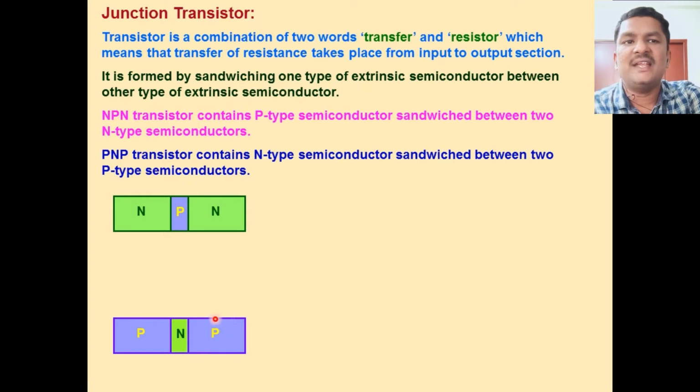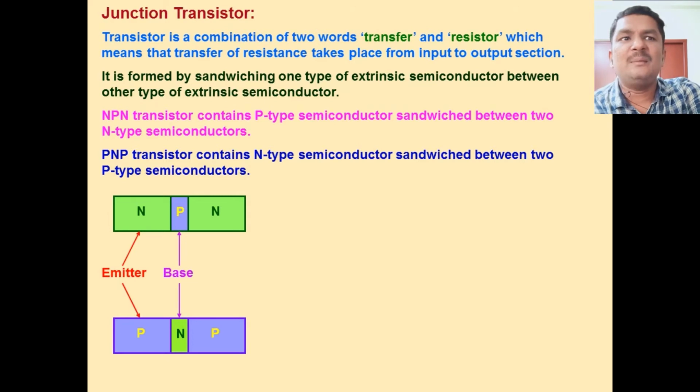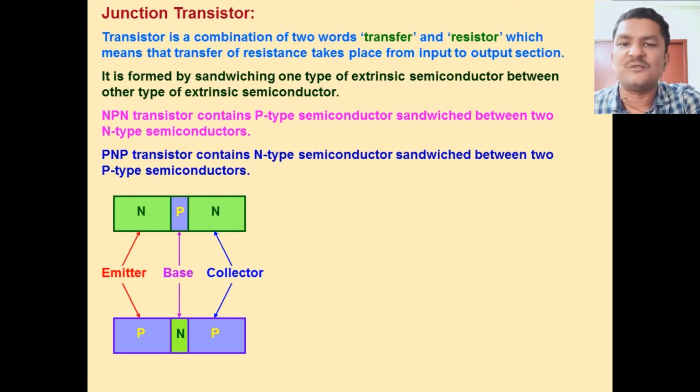On either side, two p-type semiconductors are joined. This is a PNP transistor. So this is an NPN transistor and this is a PNP transistor, and I will show the symbols of PNP and NPN transistors also.